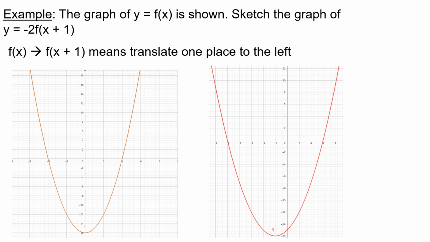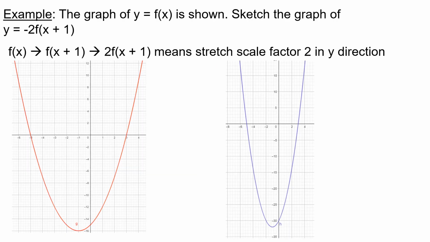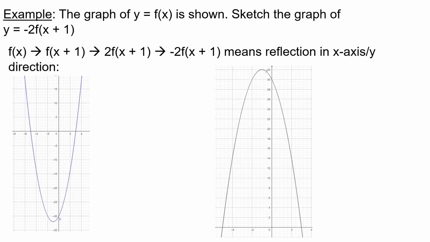So now we look at the graph on the right and we need to multiply it by 2. If we do this, this will stretch the graph parallel to the y-axis by scale factor 2. It essentially multiplies all of the y coordinates by 2. Finally, to go from 2f of x plus 1 to -2f of x plus 1, we multiply all the y coordinates by -1. This will reflect the graph in the x-axis. So the final graph, y equals -2 f of x plus 1, is shown here.